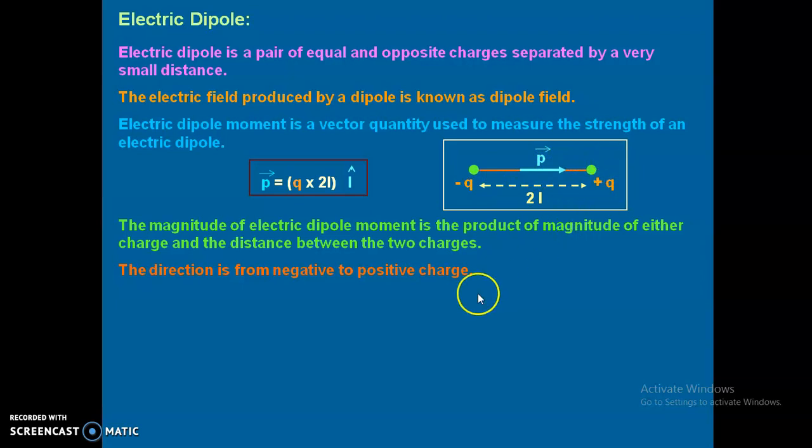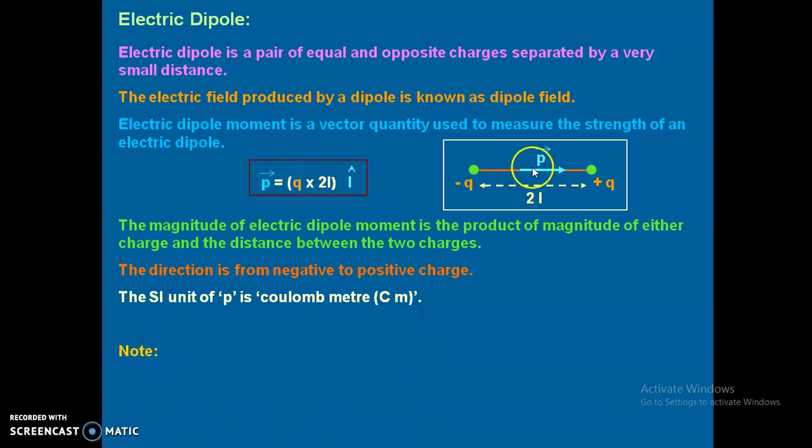Just now I have told the electric dipole moment's direction is from negative to positive charge. Do remember it. The SI unit of p, electric dipole moment, is coulomb meter. You can see over here the SI unit of q is coulomb. In the term 2L, the 2 does not play any role in the unit, so the unit of L, length, is meter, therefore coulomb meter.